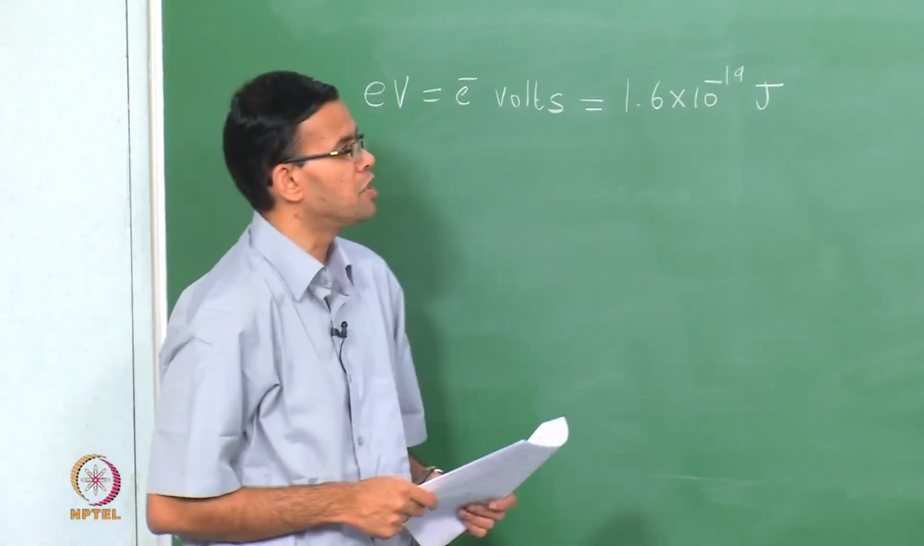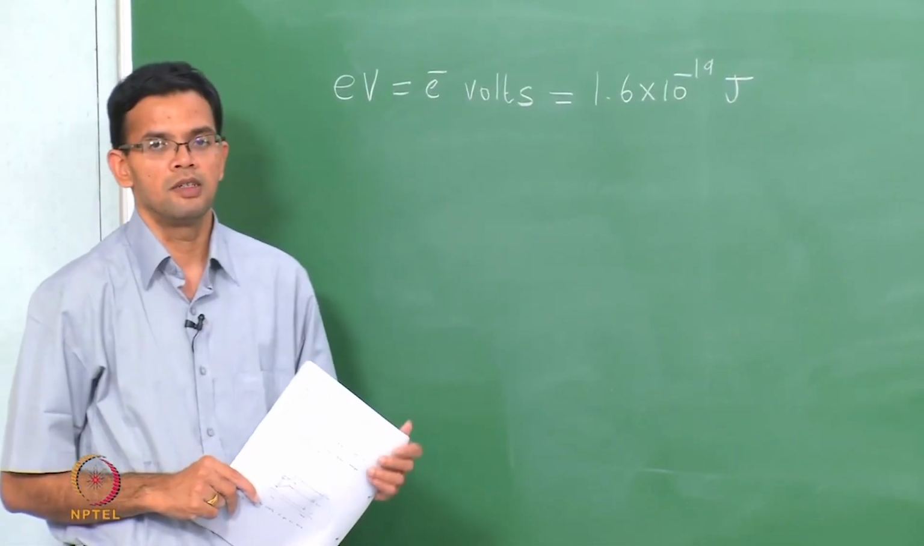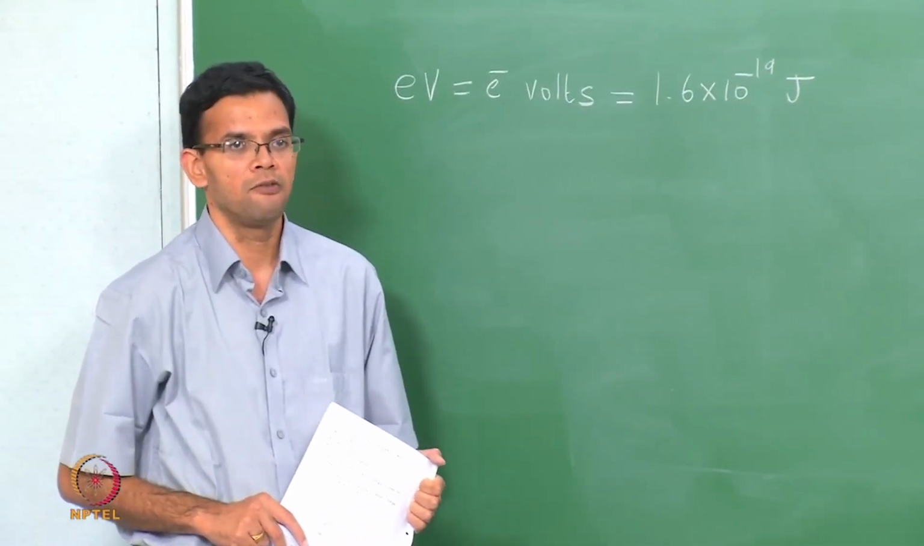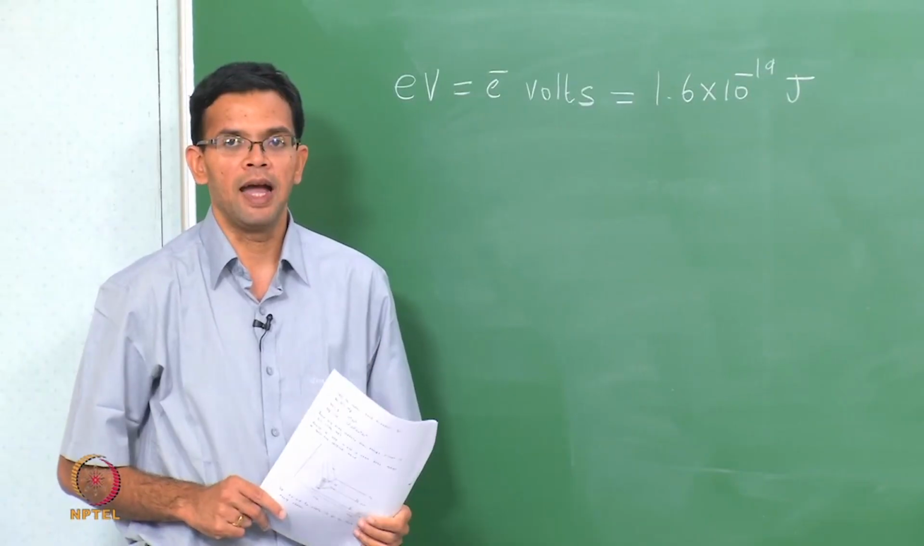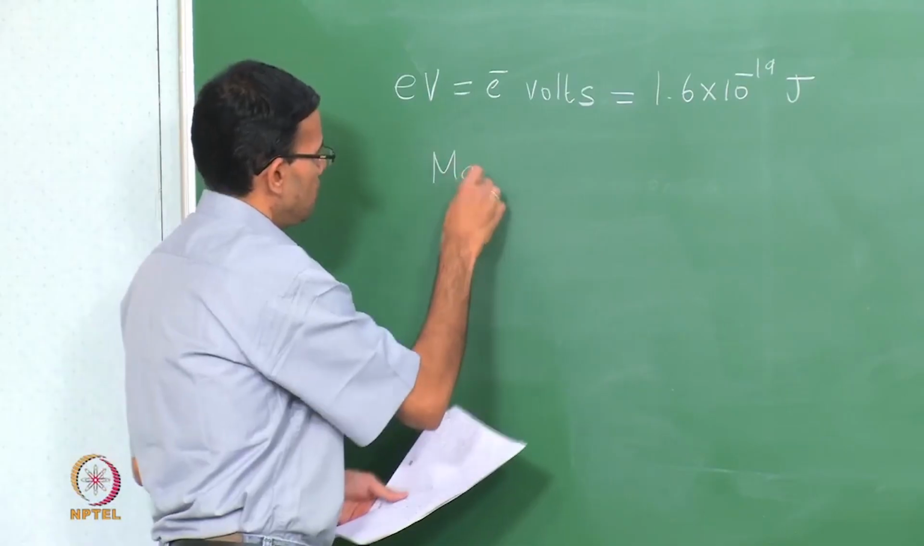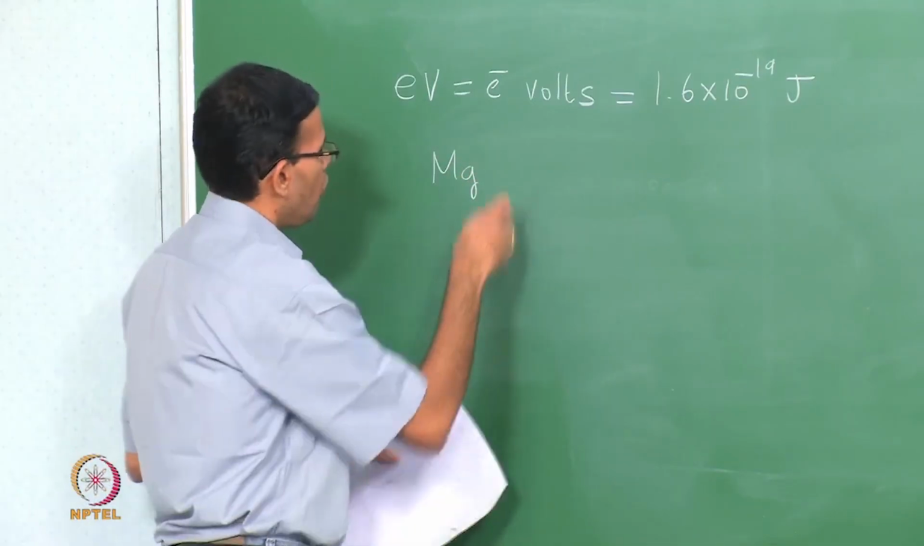This is the picture as far as lithium is concerned. In the case of lithium, you have a 2s shell that is half full, so you also have a band that is half full. What about magnesium or beryllium?